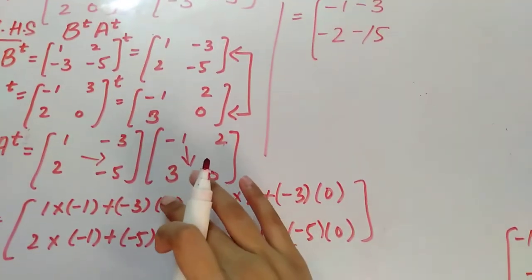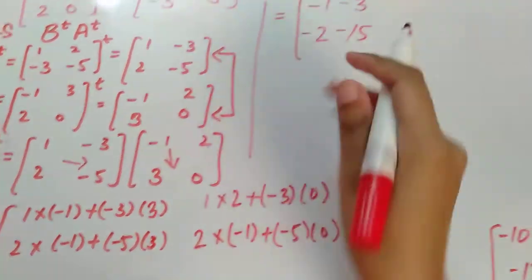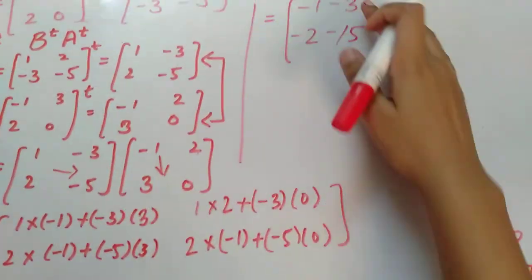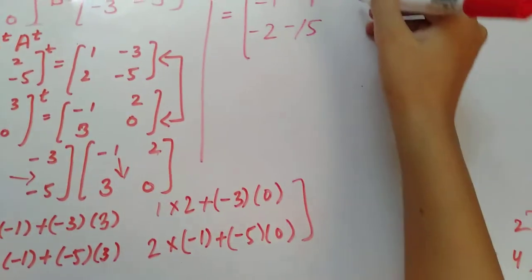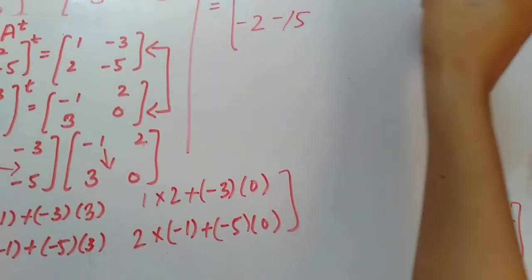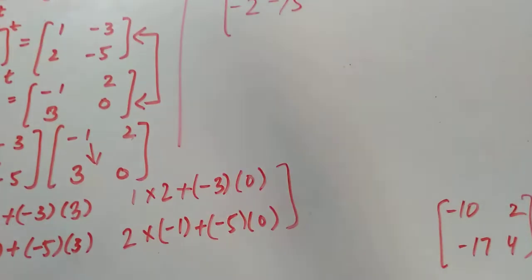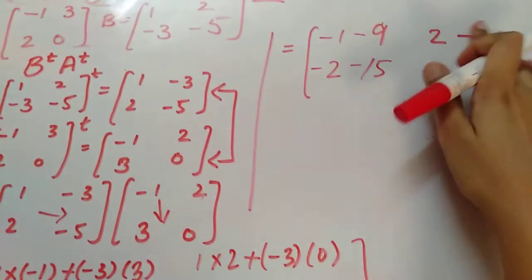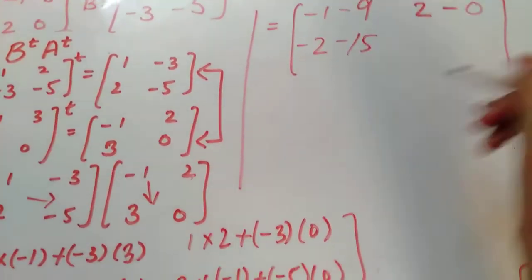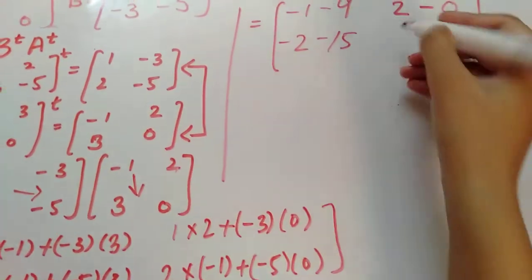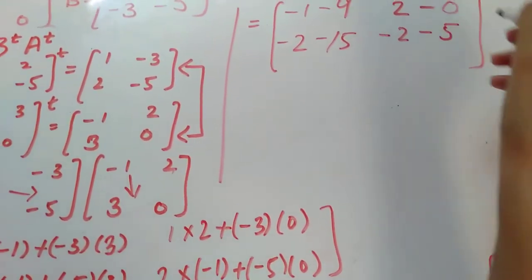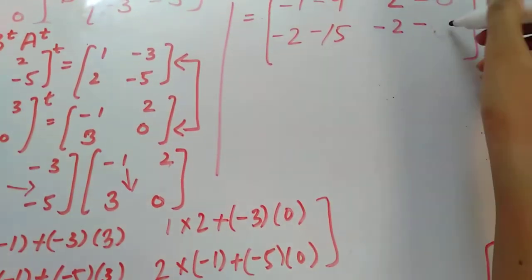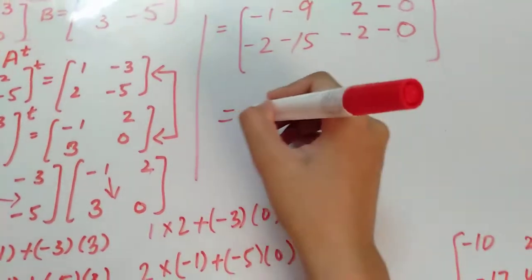Sorry, I made a mistake here. We have 3, so it will be 9. So 2 and 2 will be 2 minus 3. Here we have 0. Now 2 into minus 1 will be minus 2 and minus 5. Sorry, 0. I put 0 to be 0.